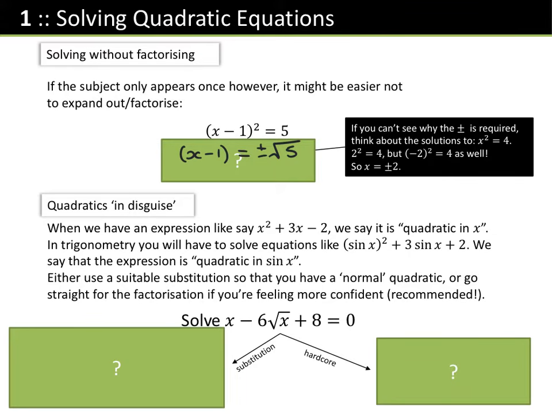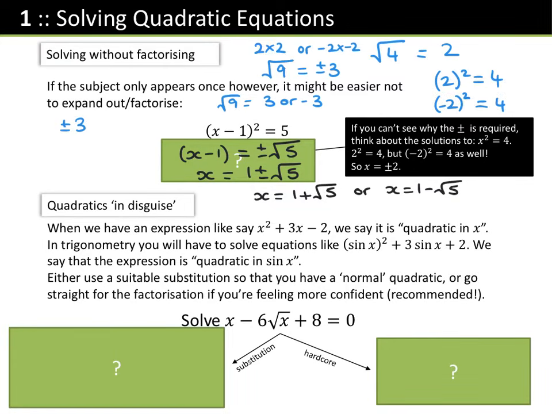Okay? Then I'm left with x minus 1, so I'm going to add 1 to both sides. So I'm going to get x equals 1 plus or minus root 5. So I'm going to have two values for x. X equals 1 plus root 5, or x equals 1 minus root 5. Now, we like to keep things as exact numbers. We wouldn't turn these into decimals. We would keep them exact.